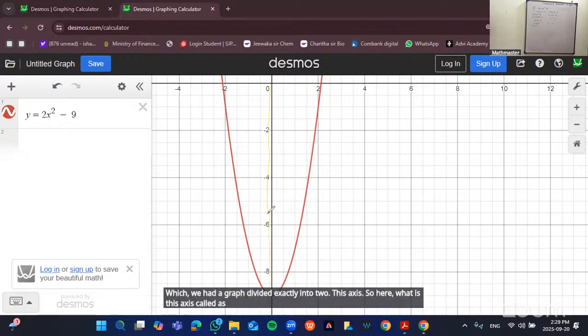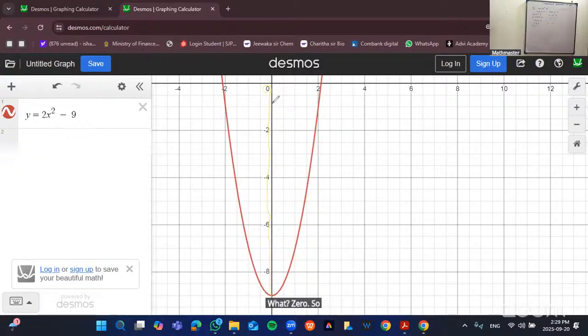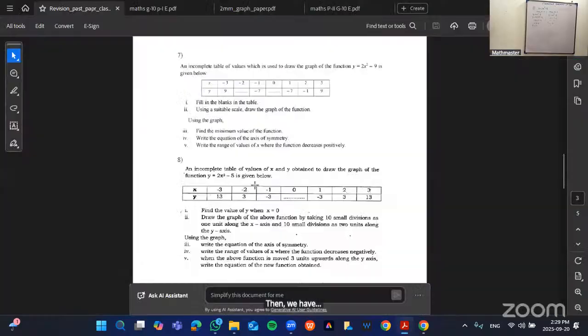This is x equals what? 0. So therefore the axis of symmetry is x equals 0. That is the axis of symmetry. Then we have the next question.